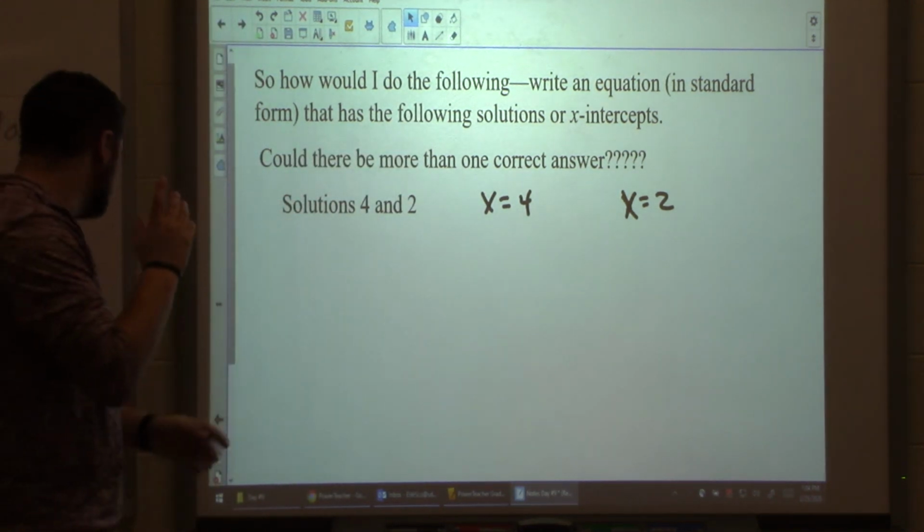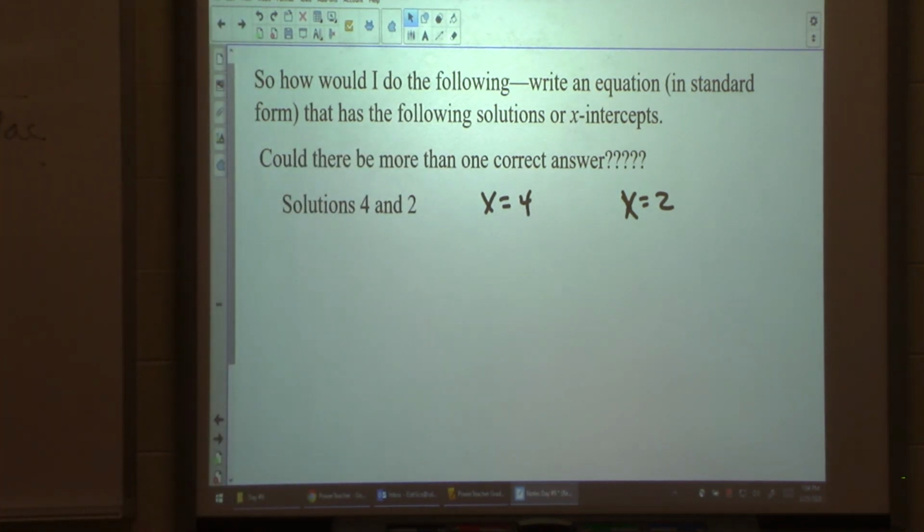Hey, guys, let's think about it for a second. I know you guys are all probably talking about this with all your friends: how are we going to do this? So let's think about it as a class. What if I gave you x squared plus 3x plus 2 equals 0. How would you solve that? You'd factor it, right? You'd get x plus 2, x plus 1. And then what would you do? Set each one equal to 0.